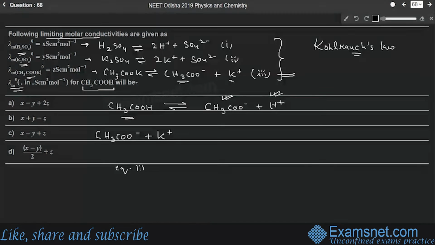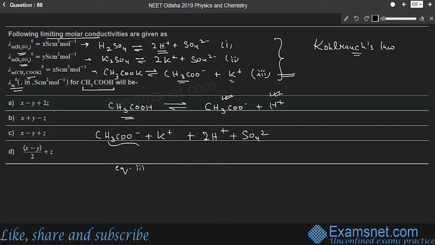Now we also need H plus ion. So where do we find H plus ion? In which of the given equations? The first one. Okay. In the first one we are getting H plus and sulfate. So we have to add this equation. That means 2H plus plus SO4 2 minus.